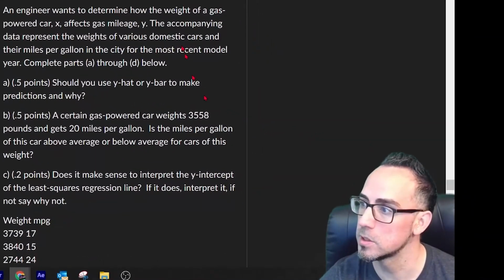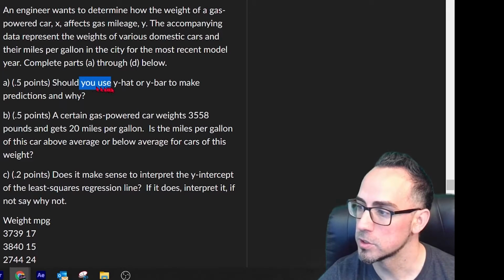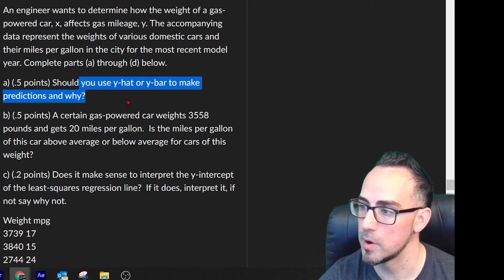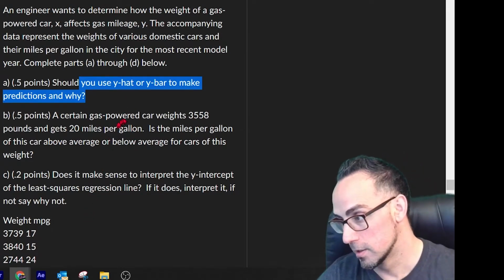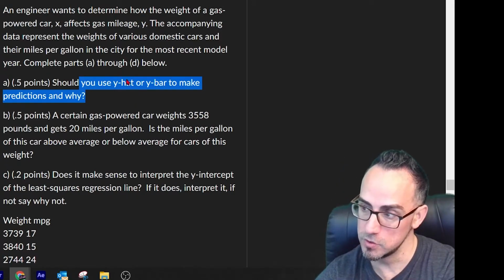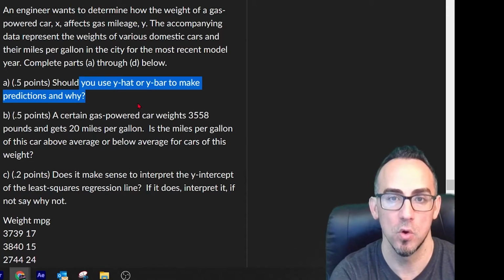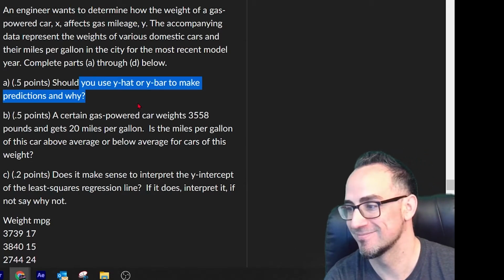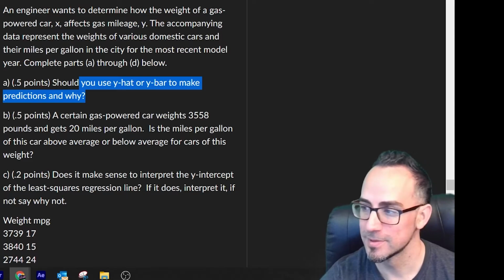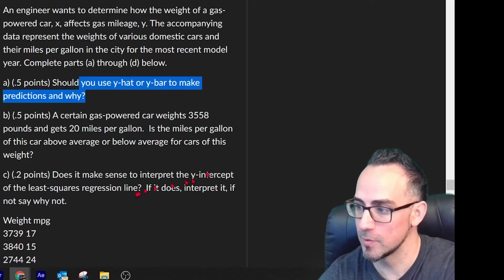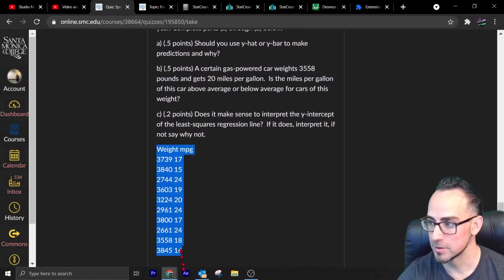An engineer wants to determine how the weight, okay, whatever. Should you use y hat or y bar to make the prediction? Y hat is used if there is a correlation. Y bar is used if there's not a correlation. That's it. So just figure out if there's a correlation in the same way we did the last one. So that's how you answer part A.